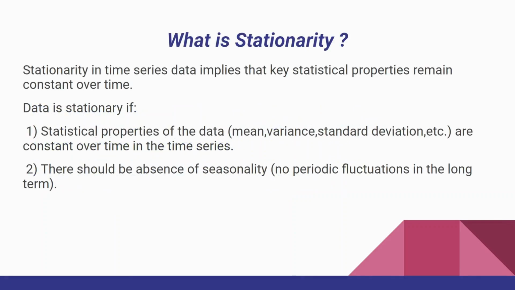So, what exactly is stationarity? Stationarity in time series data implies that key statistical properties remain constant over time. Data is stationary if statistical properties of the data, mean, variance, standard deviation, etc., are constant over time in the time series. Also, there should be absence of seasonality, that is, no periodic fluctuations in the long term in the data.